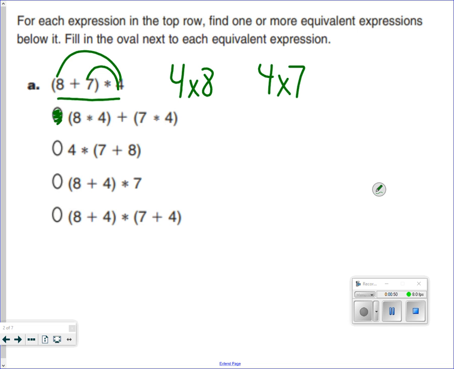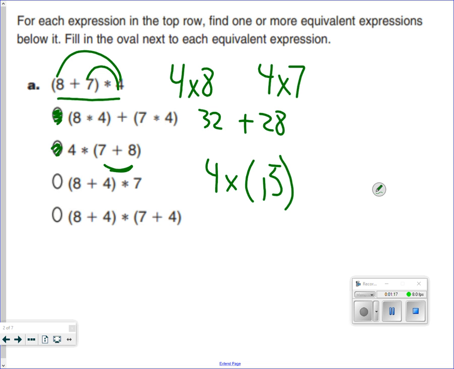Okay. We also know that this equals 32 plus 28. That's another way to kind of see this. Let's see if anything else here looks the same. We could probably also do something like this. It could be 4, and then like before, times whatever is inside, which would be 15. Could also be the same way to write this. Well, let's take a look here. 4 times 7 plus 8, does that equal the same thing? It sure does. All we did was flip the 7 and 8 around. That one works for an answer.